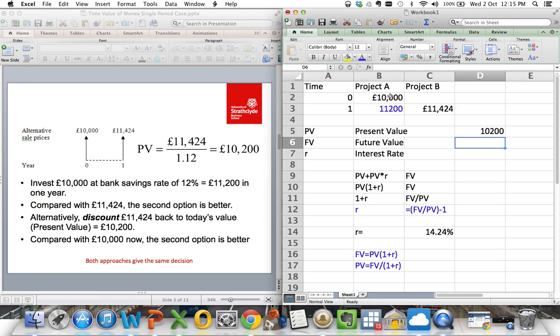And with present value and future value, it doesn't matter if you decide to take one forward in time, so take the present value forward and compare with the other future value, or you take the future value and bring it back to today as a present value. You're comparing like with like. And comparing like with like, you're always going to get the same outcome. And it's up to you how you want to approach this particular type of problem.